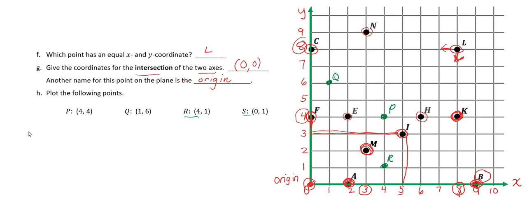And finally, point S is at 0, 1. So I'll stay at the origin. I won't move over on the x-axis, but I'll move up 1 unit on the y, and that is point S.